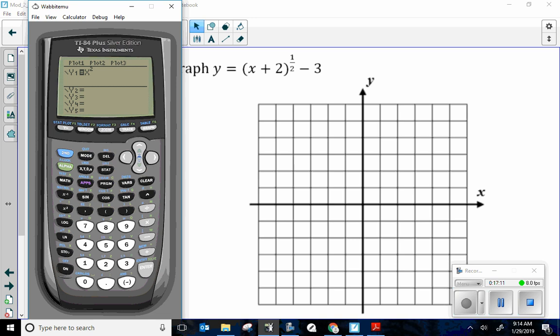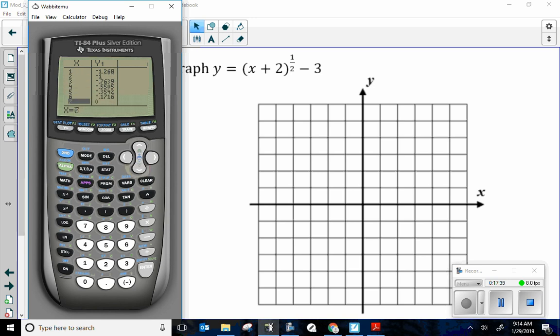So that's exactly what I'm going to do. I'm going to clear this out, and I'm going to type it in exactly as it's presented to me. Parenthesis, x plus 2, raised to the 1/2, minus 3. And if I look at this table, how far do I go? 1, 2, 3, 4, 5. It's 6 by 6.